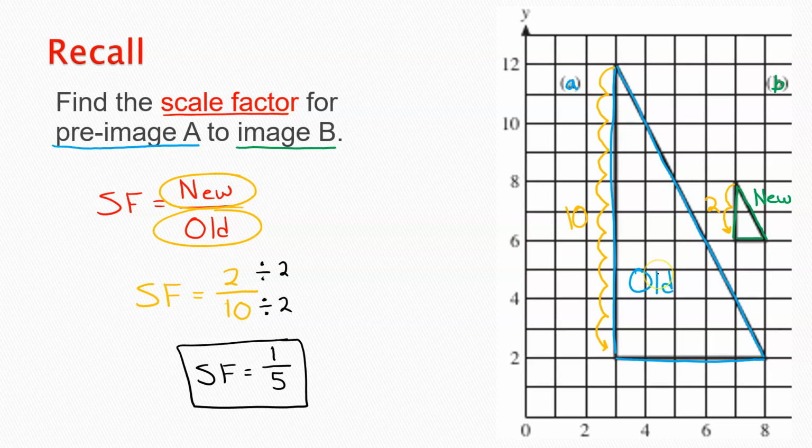That means that blue one, that old triangle, got dilated. It got shrunken down by a scale factor of 1 over 5. It got shrunken to 1/5 of its size. So that's pretty significant. You can see there that the triangle pretty much shrunk to almost the smallest it could be on this coordinate plane. So our job today, guys, is that I will give you the old pre-image, and I will also give you the scale factor. So I'll give you the blue triangle here, and I'll say, hey, your scale factor is 1/5. Your job is now going to be to give me the new image, to actually perform a dilation.